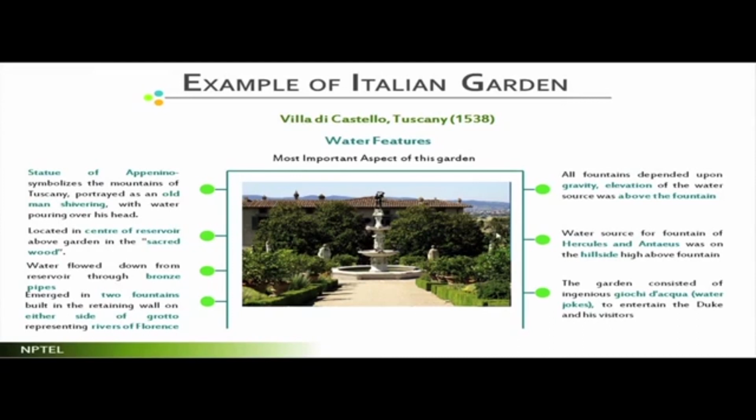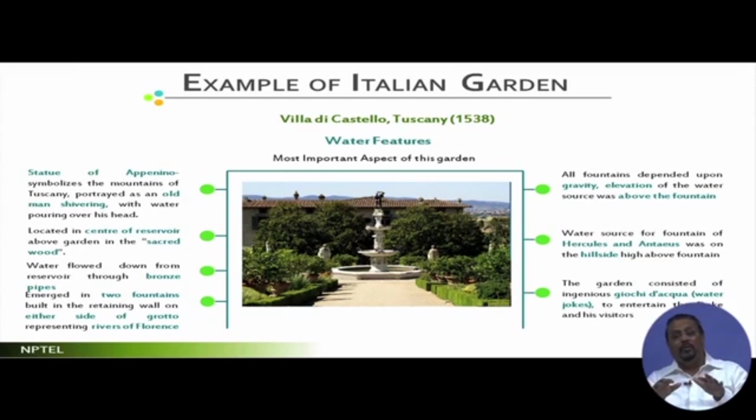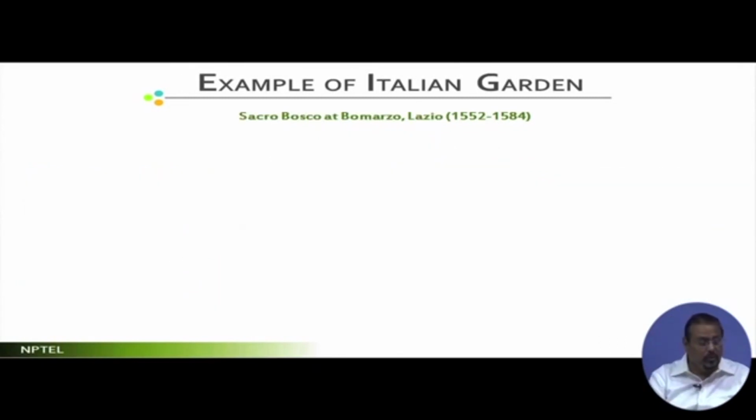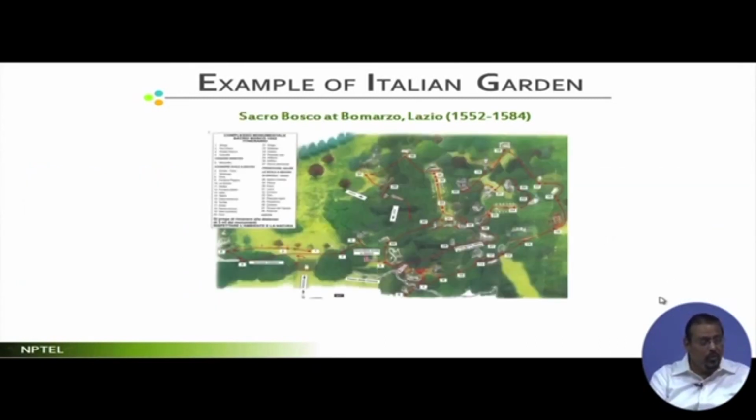Just to highlight the water feature here, essentially, this slide has been created for you. But the idea is that at different parts of that particular garden, they have created different kinds of fountains, at different levels and heights. And the water flowed from one to another, to another, to another. That is how it has been designed. Quickly going through Sacro Bosco at Bomarzo, Lazio.